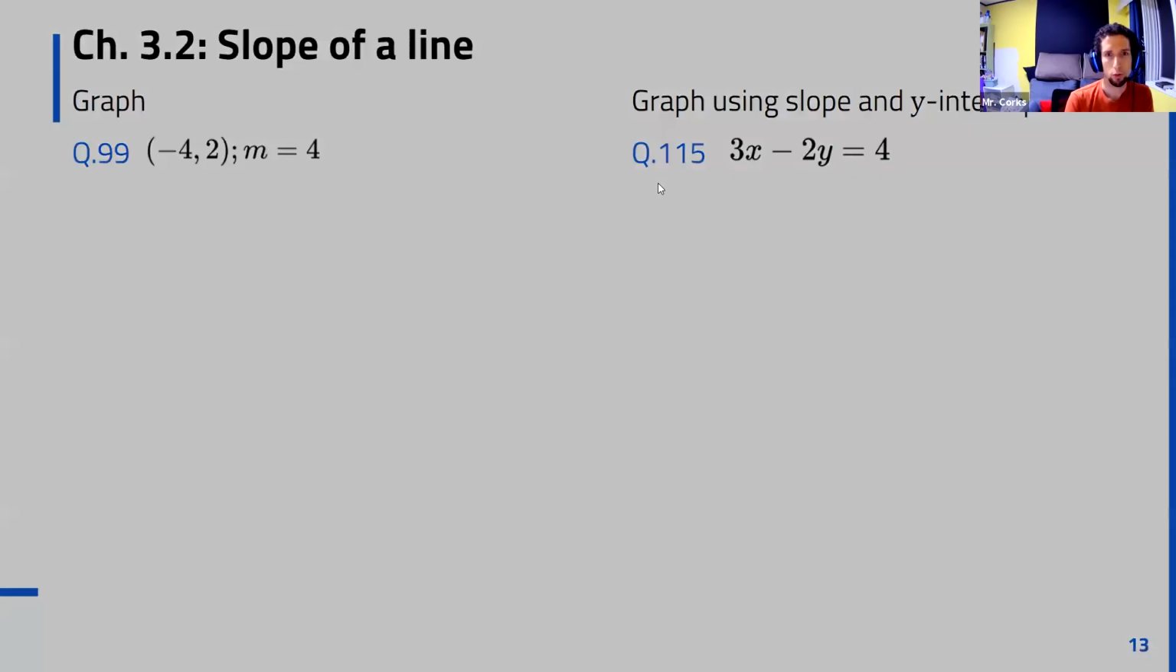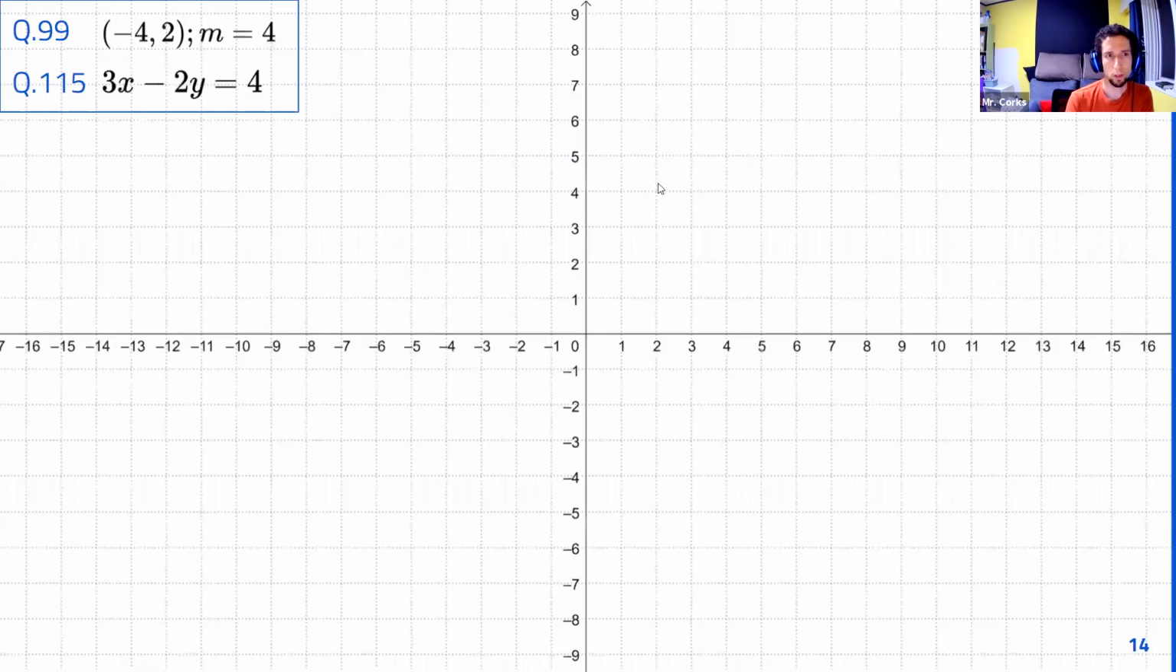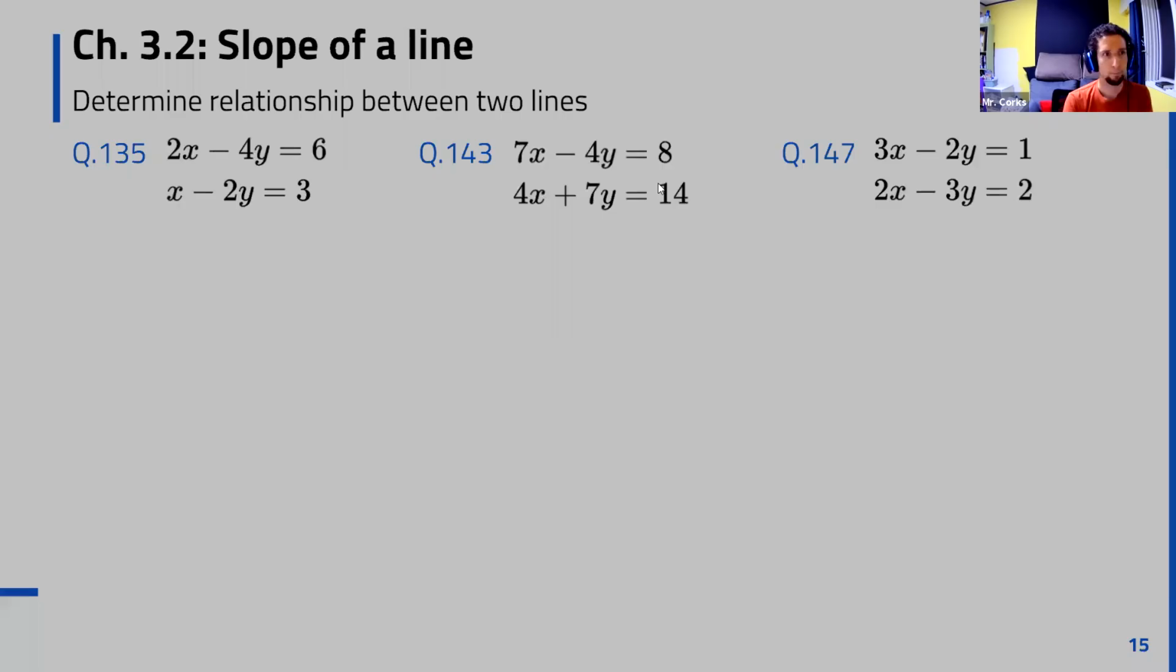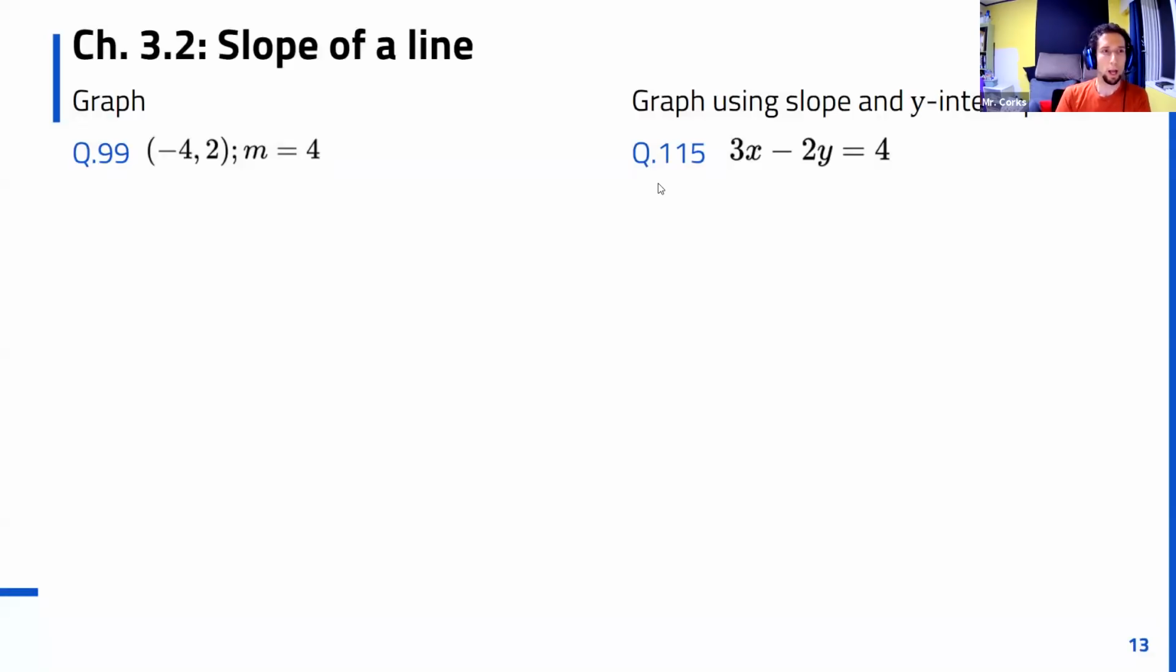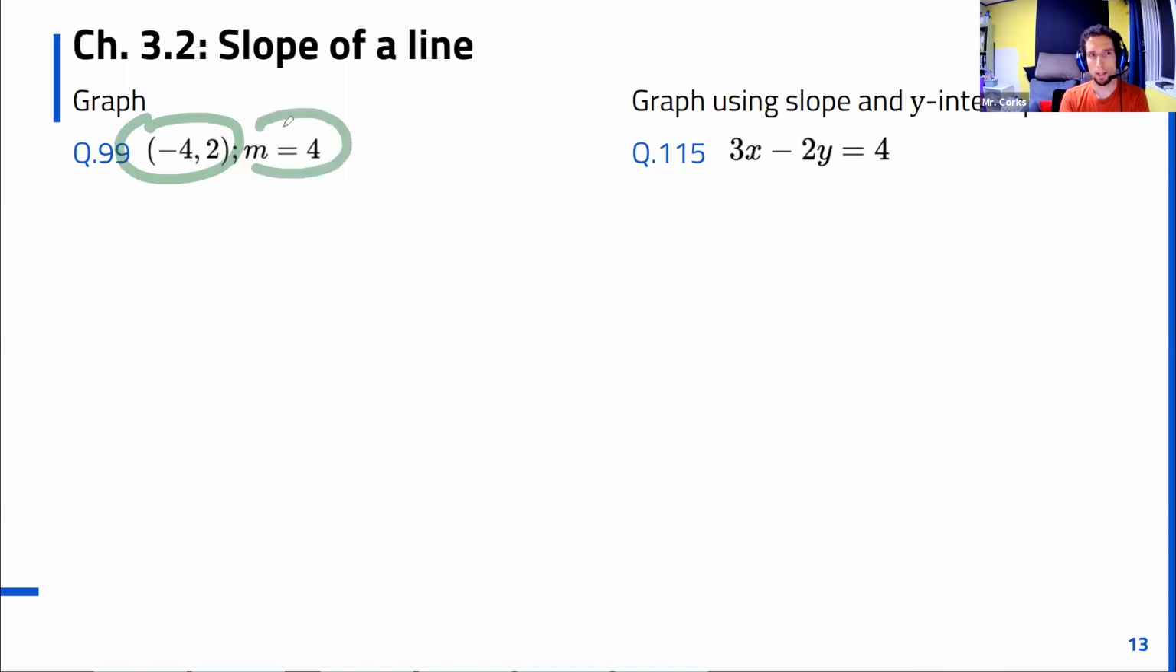We had graphing, and then relationships. All right, so we have two different situations here. We have a point and a slope, and then on the right we have a full equation, but not in slope intercept form, in the standard form here. So we want to graph both of these.